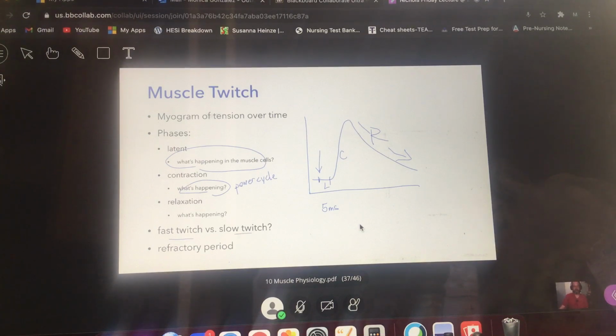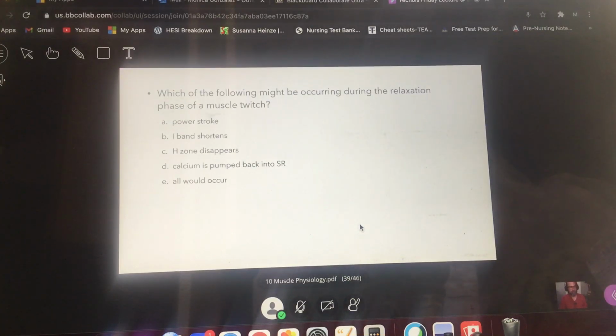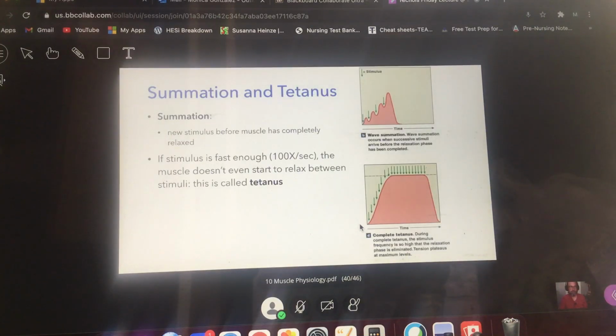And we already talked about fast twitch and slow twitch, so I'll kind of skip over that. And the refractory period, which is kind of the period where you can't get another muscle contraction because everything hasn't really reset itself, is called the refractory period. But that idea is pretty important. Oh, I already talked about this, and I already talked about all that. I don't know why I have that here, and we did that question already.